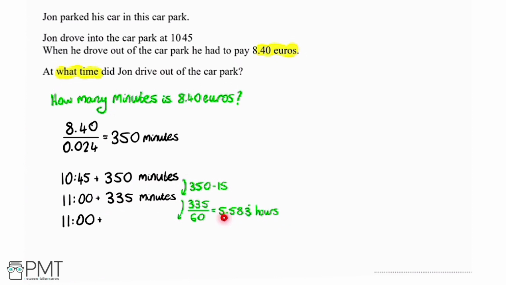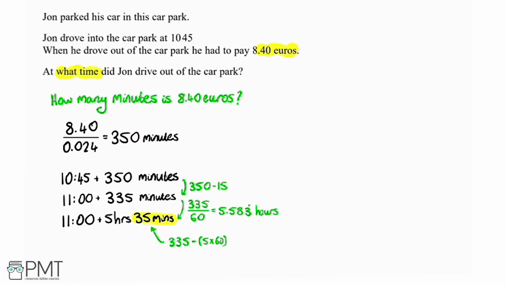However, we do know we've got 5 full hours. So we've got 5 hours and a certain amount of minutes. If we do 5 multiplied by 60, we know that our 5 hours represents 300 minutes. And we've got 35 left over. So it's 5 hours and 35 minutes. So now this is a little easier to work out than before.